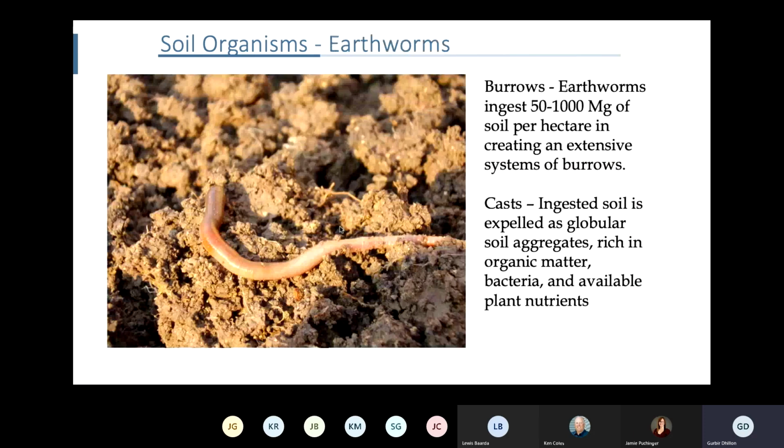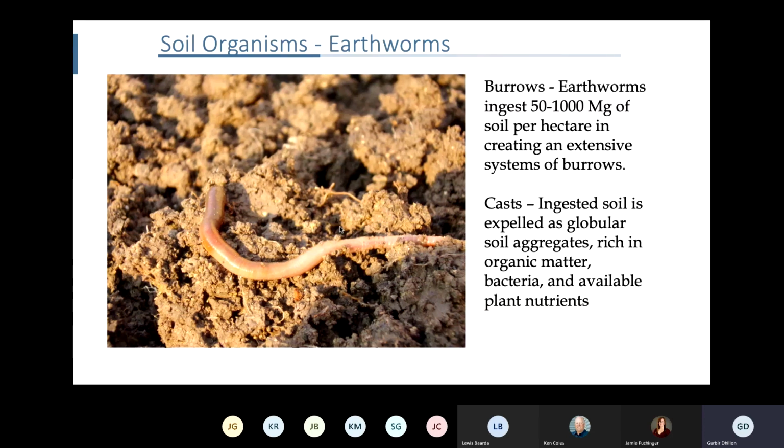One of the most important organisms in soil is the earthworm. They eat their way through the soils and form a lot of burrows. An earthworm can ingest 2 to 30 times its own weight of soil in a single day. And a population of earthworms can ingest anywhere between 50 to 1,000 tons of soil per hectare in creating an extensive system of burrows. These burrows act as macropores. They break up large soil clods, and they also offer paths of least resistance to the growth of plant roots.